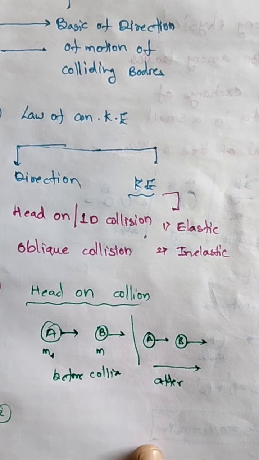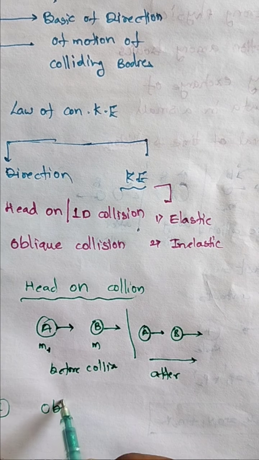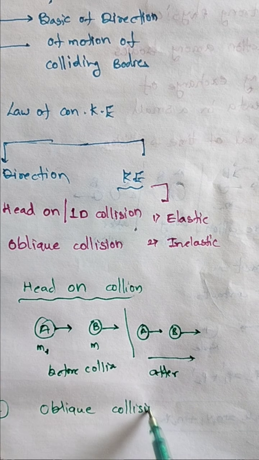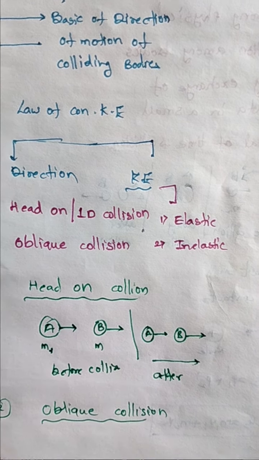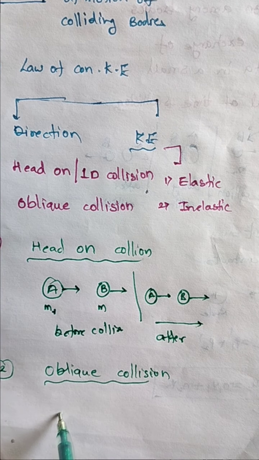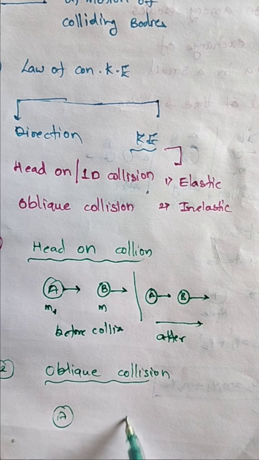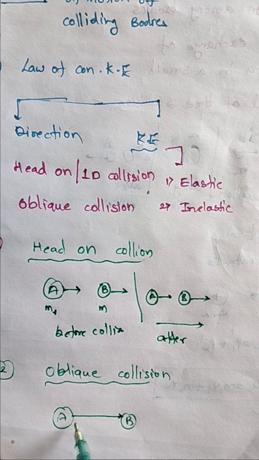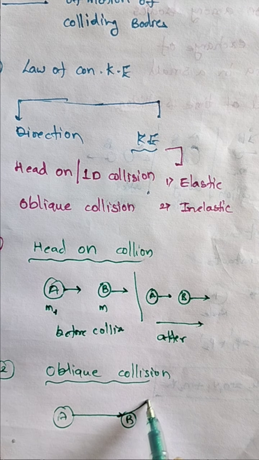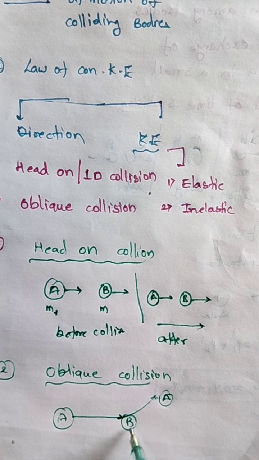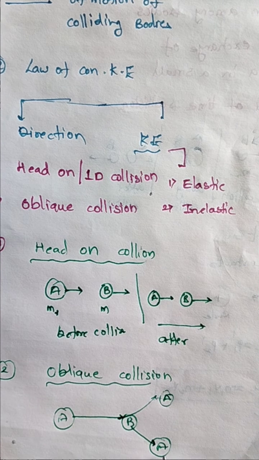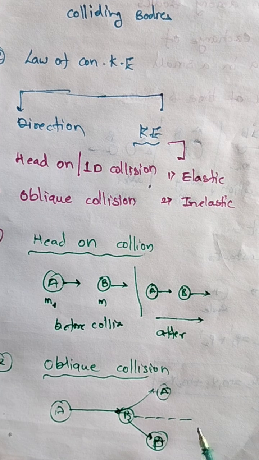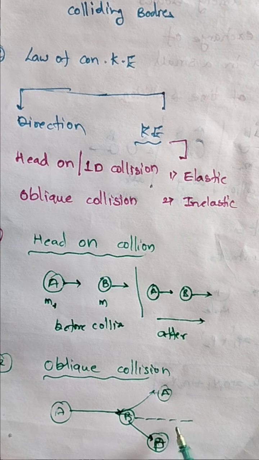And the second one, oblique collision. What is an oblique collision? This collision is not along a straight direction. A is one object and B is the other object. Here A is colliding at a particular angle. A is moving like this, and B is moving in a different direction. Here this is the impact.